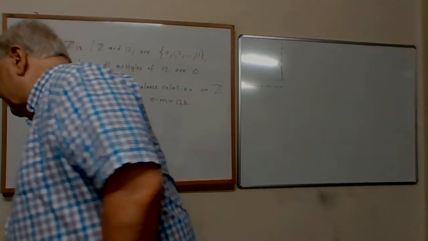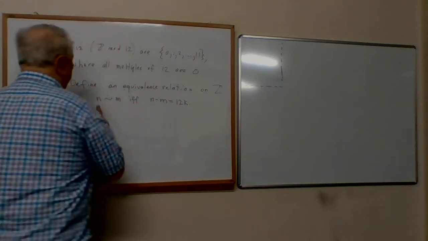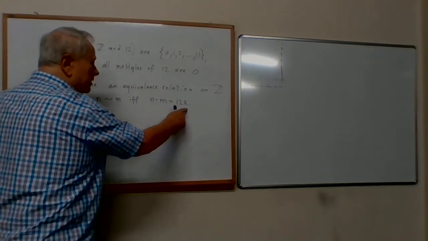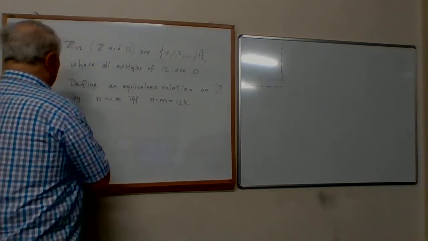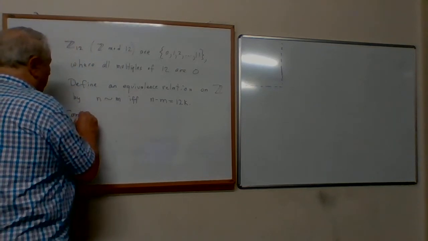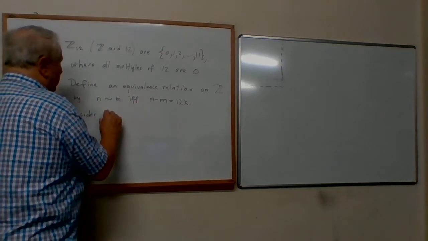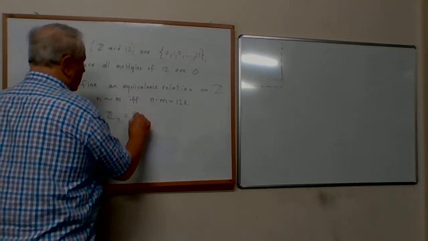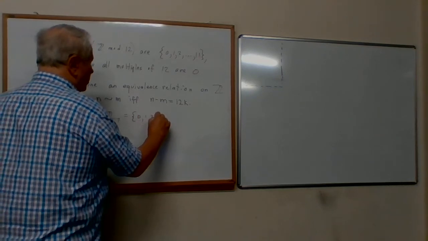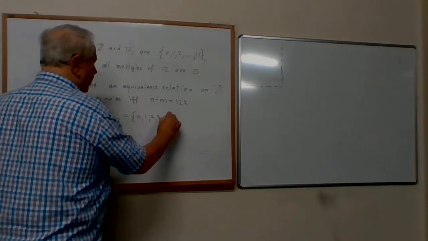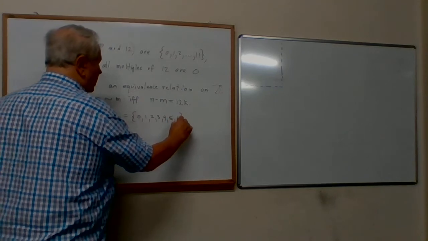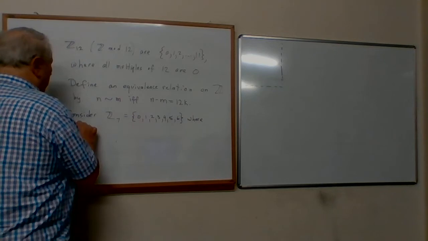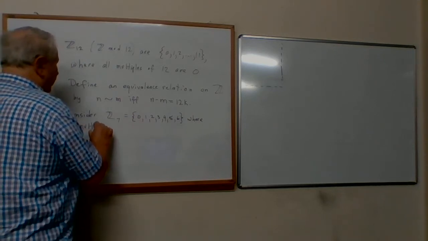So what's the equivalence there? n is equivalent to m if and only if the difference is 7 times something. So let's consider Z mod 7, which is 0, 1, 2, 3, 4, 5, 6, where multiples of 7 are 0.